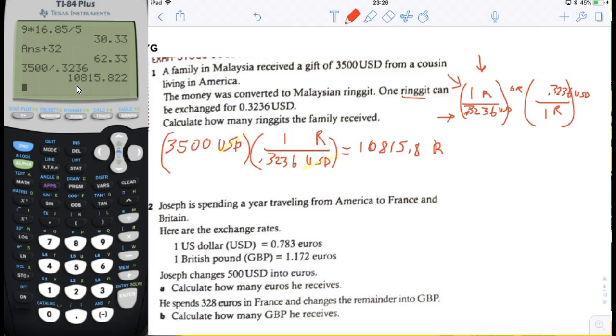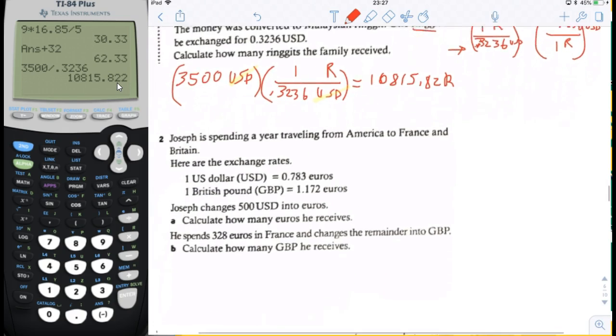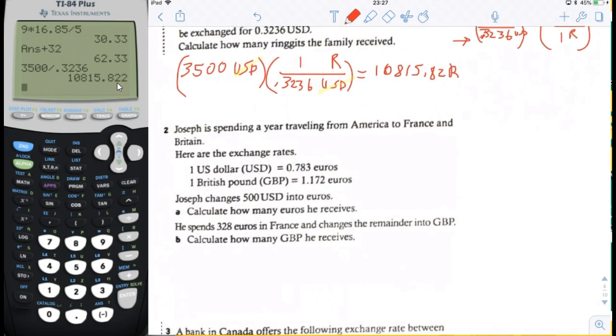10815.82. Why didn't I put the other 2 there? Because when you work with currency in math studies, and mostly in the real world, you want to round so that you just have the centavos, or the cents here. Okay? Alright, let's move on. Now I'm assuming that ringgits are like dollars where it has cents, but that's what they told me to do. Okay?